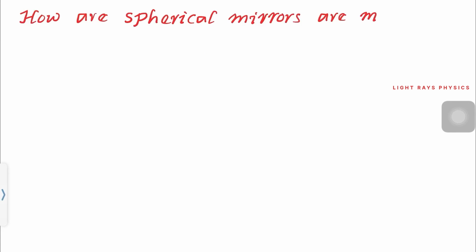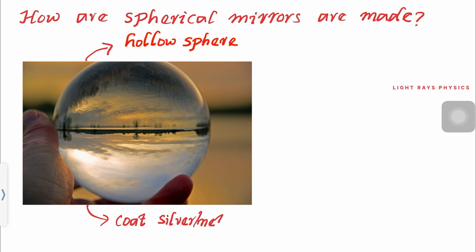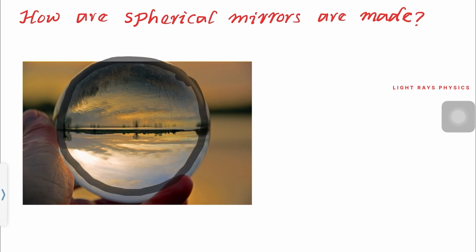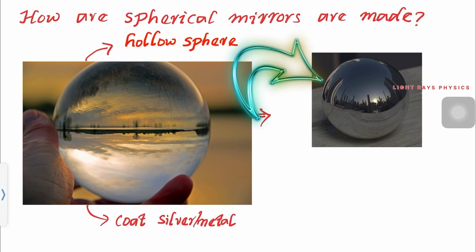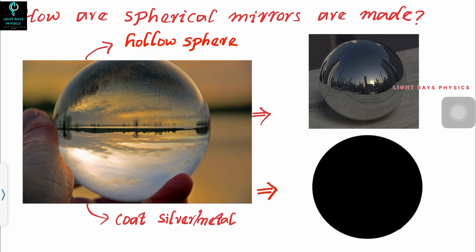Now let us understand how these spherical mirrors are made. Initially they take a hollow sphere. After taking the hollow sphere, they take a silver or aluminium coating and start spraying it on the hollow sphere. If they coat from the inside, it will look like the right side top, and if they coat from the outside, it will look like the bottom one.